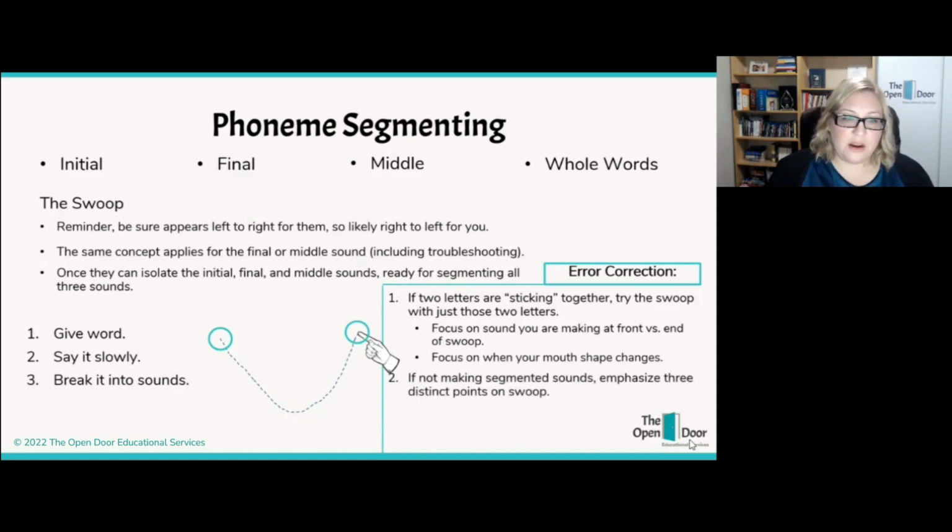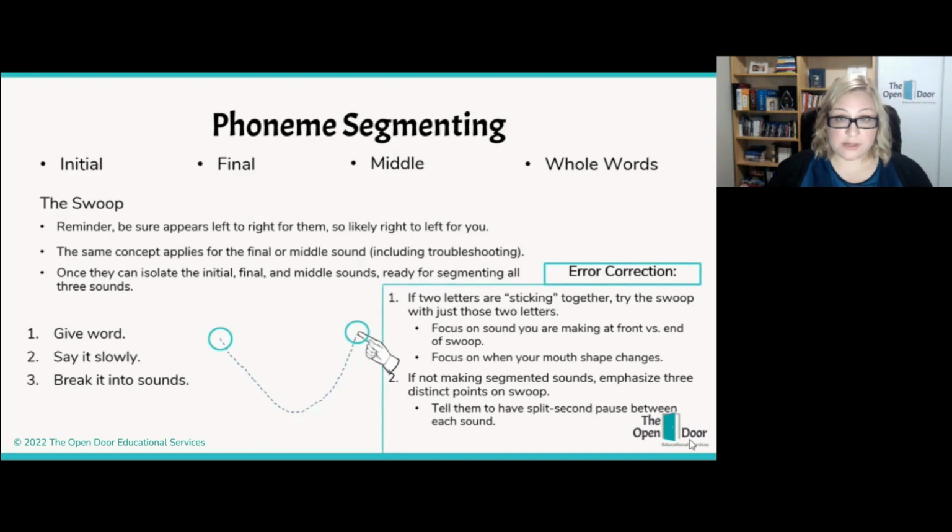Now, if they are doing the part where they're supposed to be segmenting the sounds and they're still running them together, they're going cat, cat. All you need to do is just emphasize for them you're making 3 separate sounds at the 3 different points and a little pause between each of those sounds. If explaining it to them, what you're looking for, doesn't do the trick, then you can go back to the error correction number 1 here and actually work on helping them separate out the sounds that they're running together.